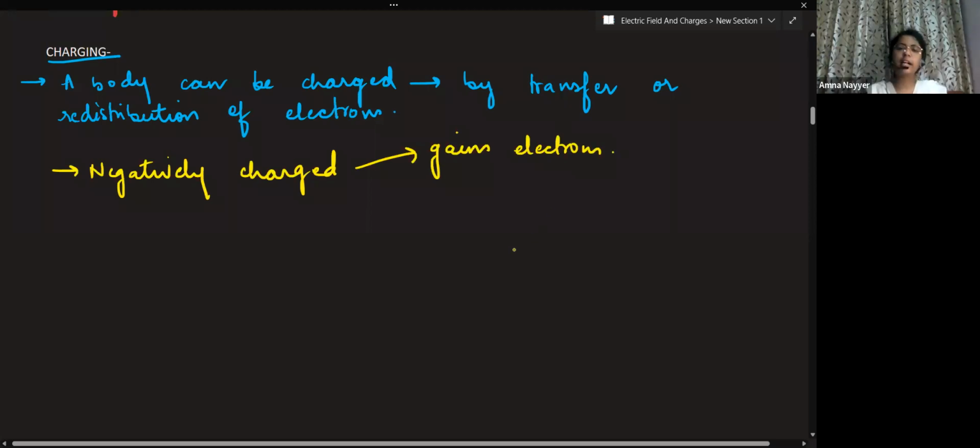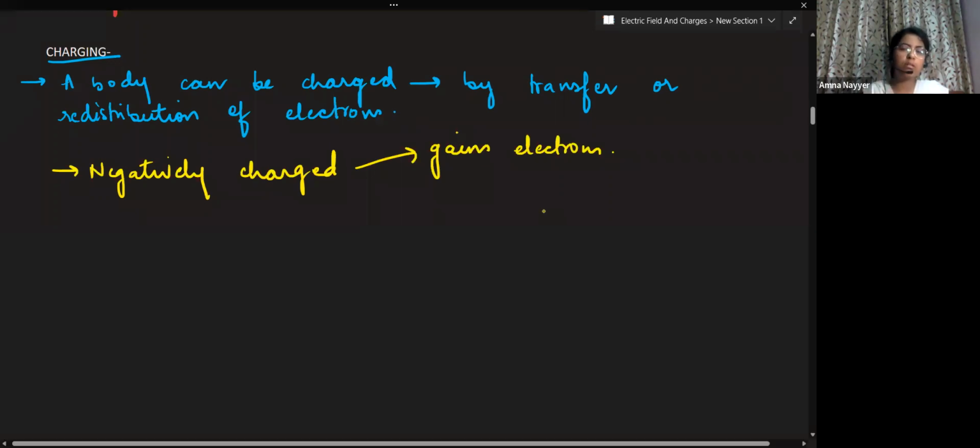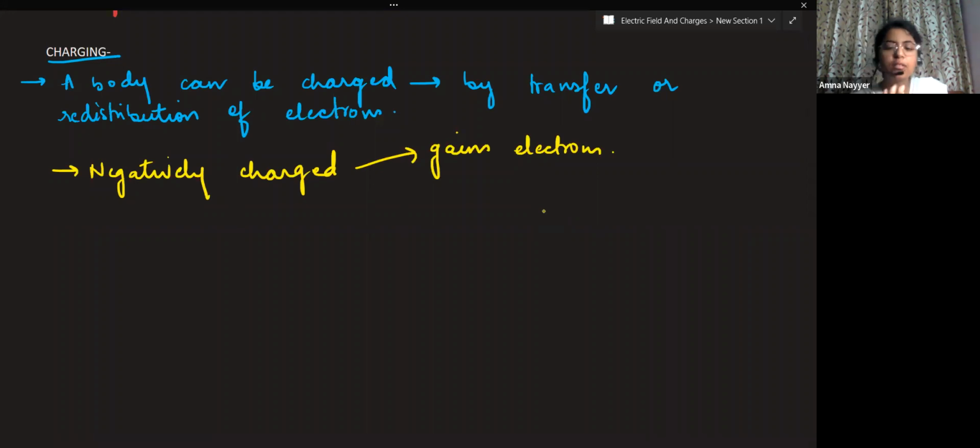Also remember, electrons have their specific mass. Electrons are not massless. So if many electrons have been added, do you think the mass will increase or the mass should remain the same? The mass of the body to which the electrons are being added.